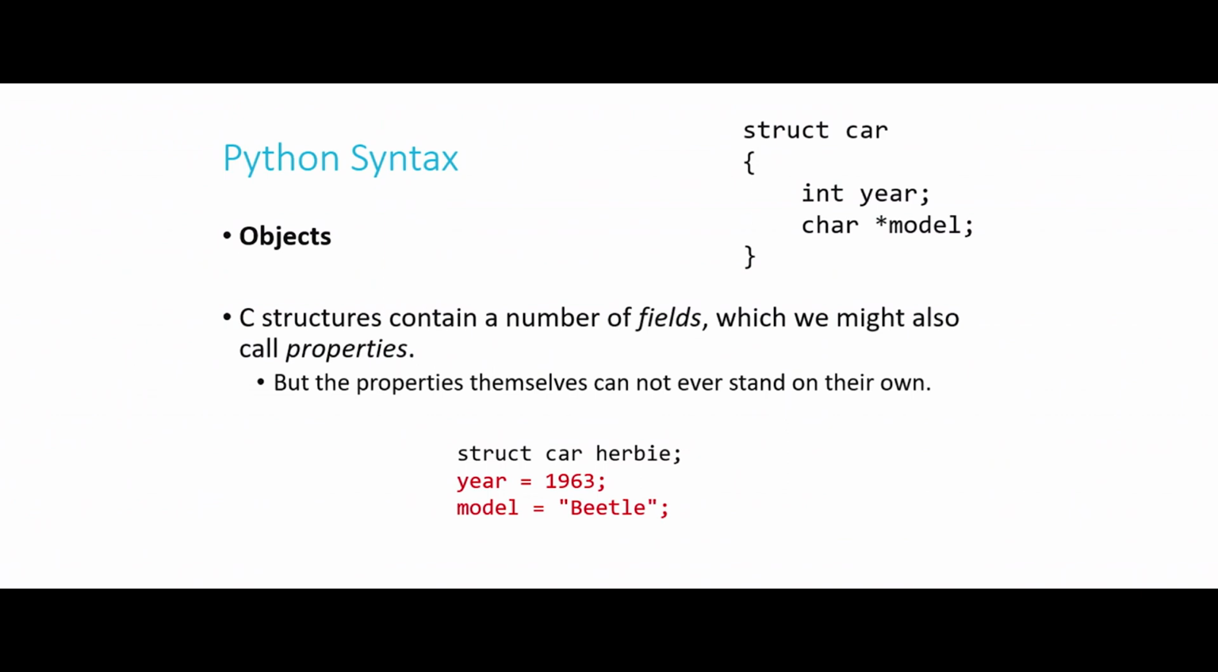This is not valid in C, at least with what we have here, because year and model don't just hang out on their own. They're part of what it means to be a struct car. So we always have to associate them with a struct car. So that would not fly. That's sort of the analogy of object properties to C structure fields.